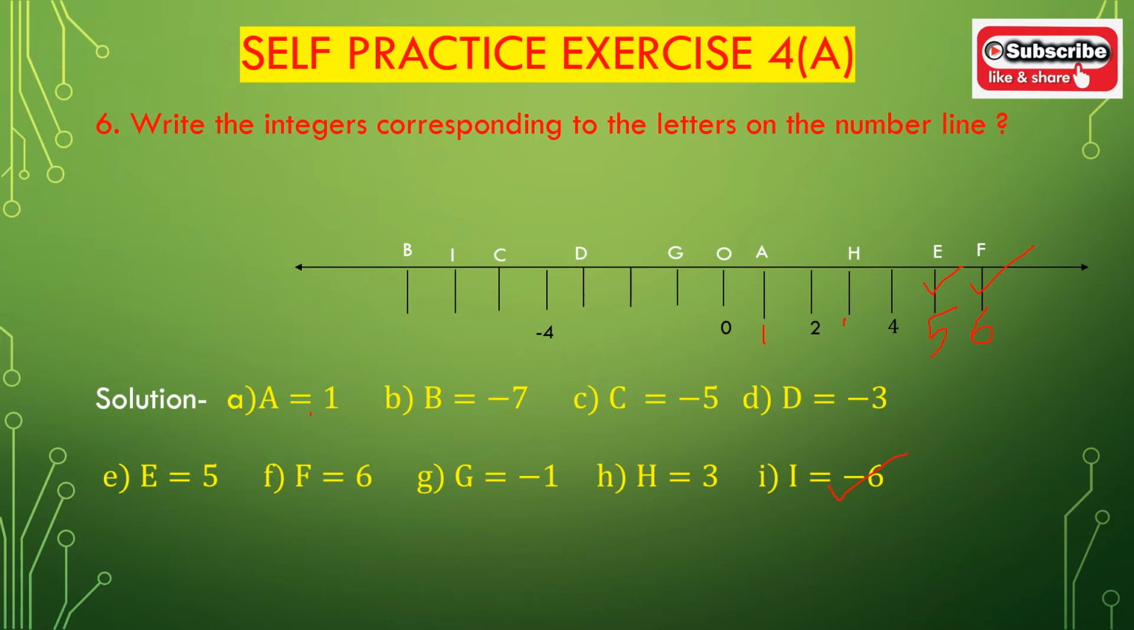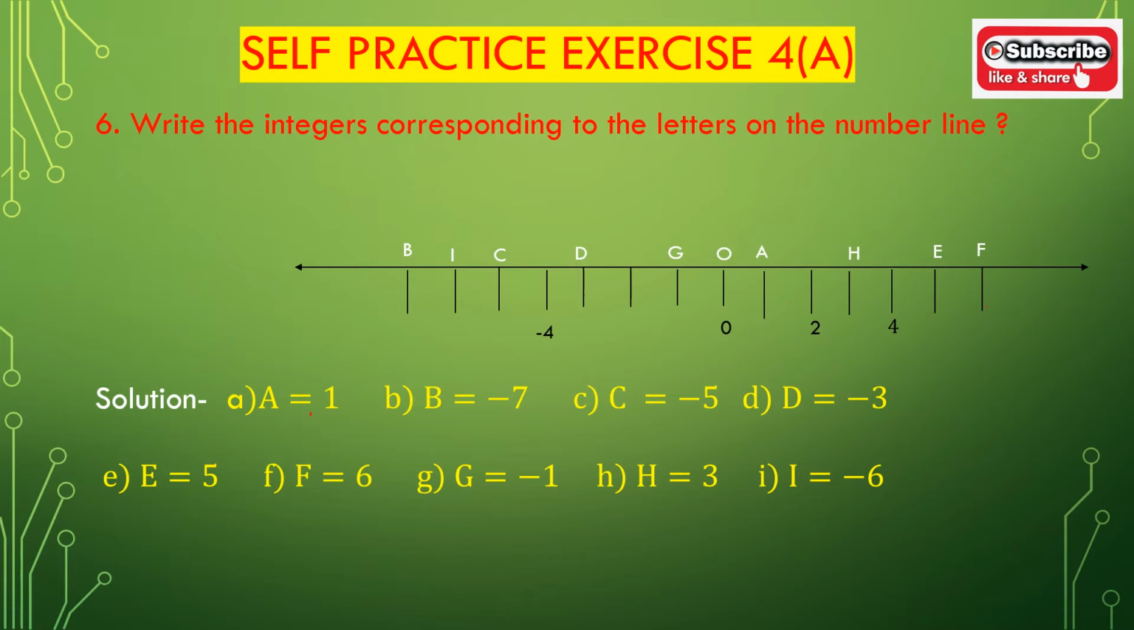Now we get A, E, F and H. These four letters are positive integers. A, E, F and H are positive integers, and B, C, D, G and I are negative integers.